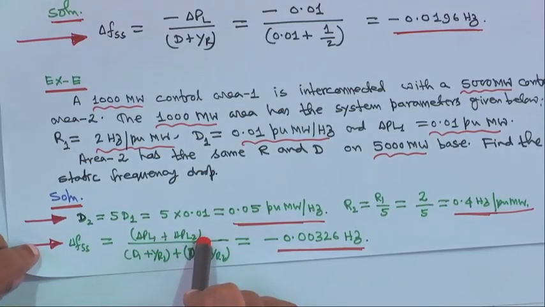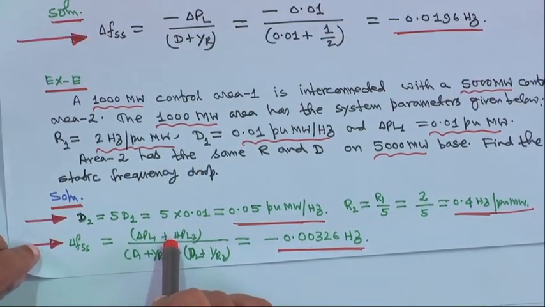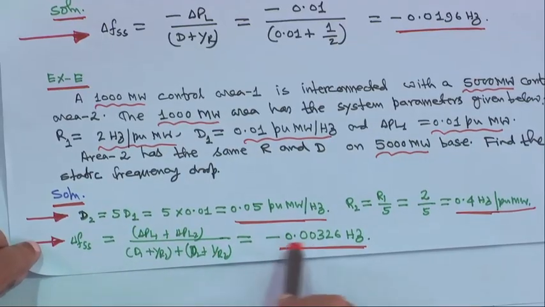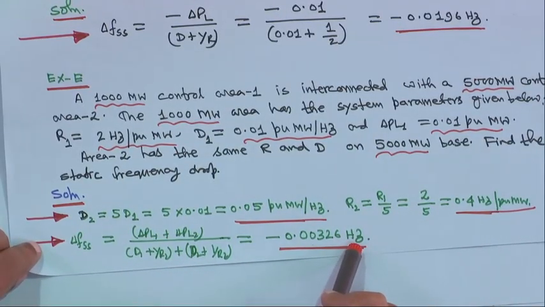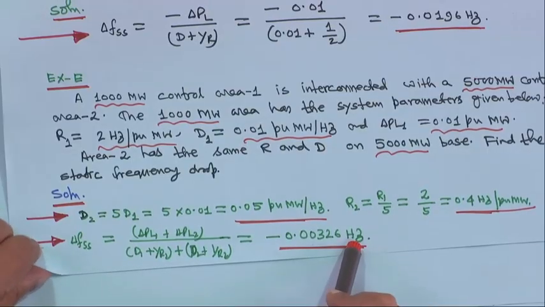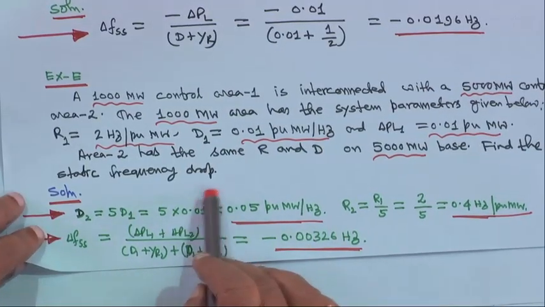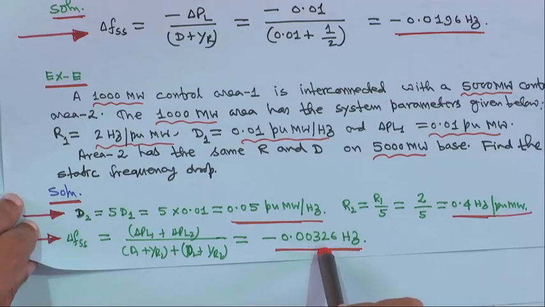If we take A12 equal to minus 1, it will become plus. Previously all these things were derived. You will get minus 0.00326 hertz. This is the steady state error in the frequency. So whenever you say the static frequency drop, it means this steady state error, right?